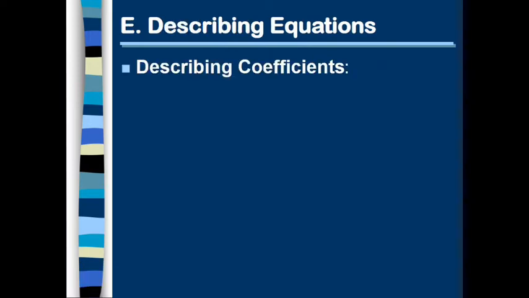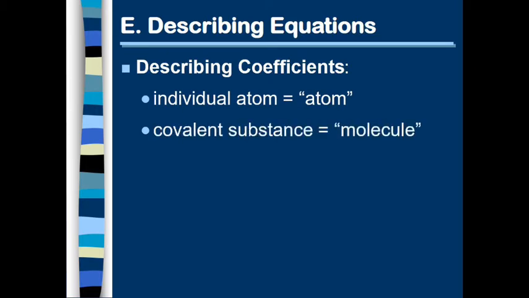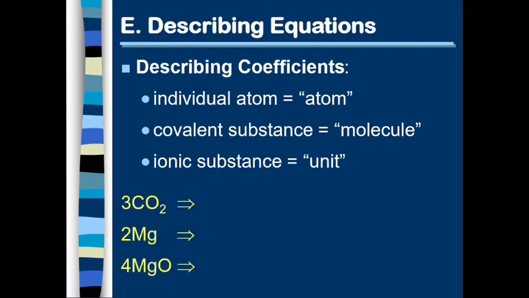Now, other describing coefficients. Again, if it's an individual element all by itself, individual atoms, we say atom. If it's a molecular compound that's covalently bonded, we use the word molecule. If it's an ionic compound, ionically bonded, we use the word unit. So in describing these right here, CO2 is 2 nonmetals, so it's got to be covalently bonded. So that is 3 molecules of carbon dioxide.